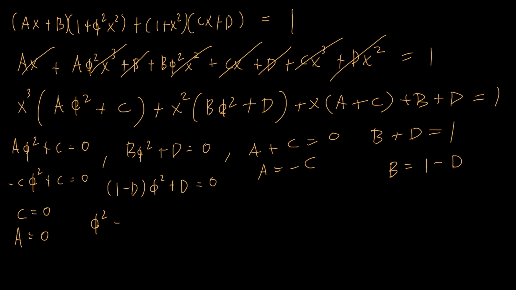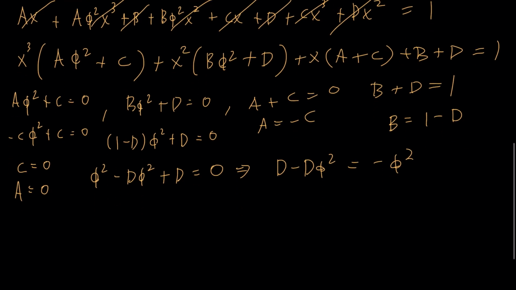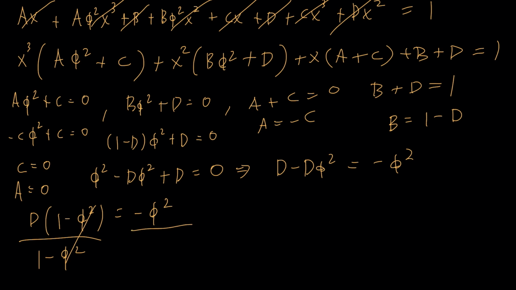So we have 1 minus d times phi squared plus d is equal to 0. Phi squared minus d phi squared plus d is equal to 0. So this means that d minus d phi squared is negative phi squared. And factoring out a d, we have d times 1 minus phi squared is equal to negative phi squared. So dividing by 1 minus phi squared, we see that d is negative phi squared divided by 1 minus phi squared.